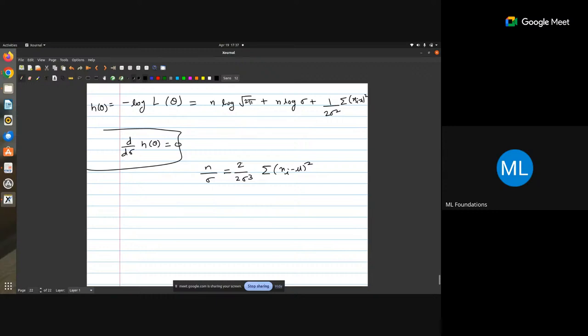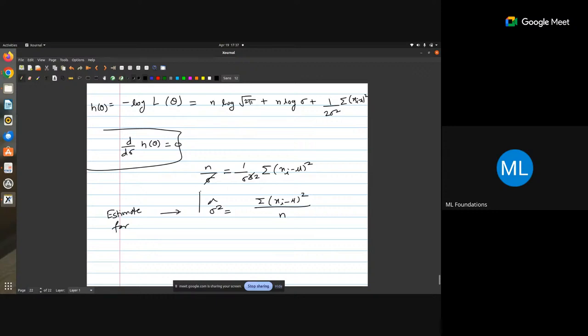2 will get cancelled. Sigma will get cancelled. So sigma square basically becomes summation of xi minus mu to the whole square divided by n, and I find it for sigma square directly instead of finding it for sigma. This is the estimate. I removed the negative sign, I did one step in between. So this is the sample variance.